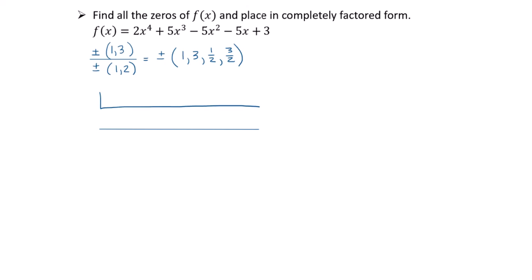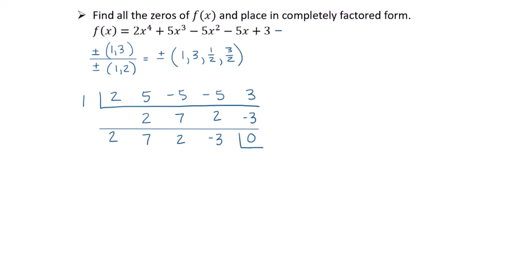We do that by synthetic division. I like to start with 1. I'm setting up my synthetic division table, and we'll start that process. Carry down the 2. 2 times 1 is 2. 5 and 2 is 7. 7 times 1 is 7. Negative 5 and 7 is 2. 2 times 1 is 2. Negative 5 and 2 is negative 3. Negative 3 times 1 is negative 3. 3 and negative 3 is 0. So I see that 1 is a 0.